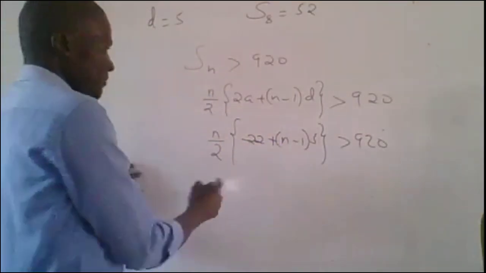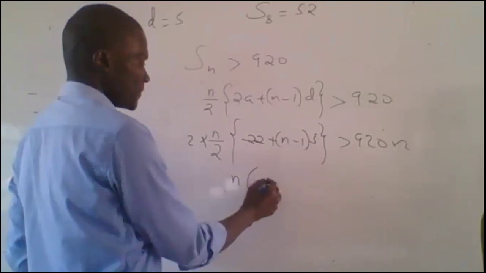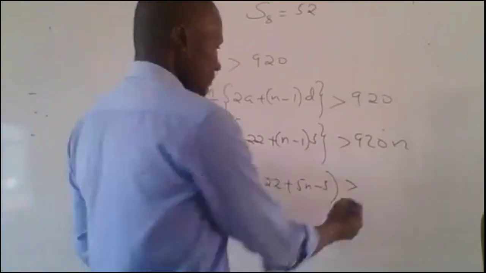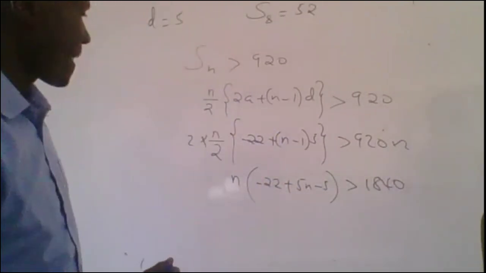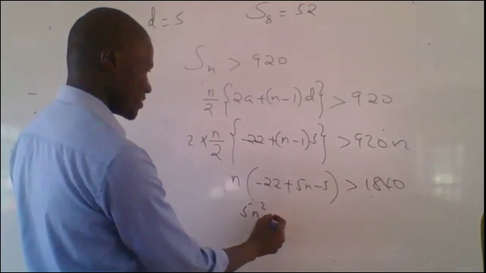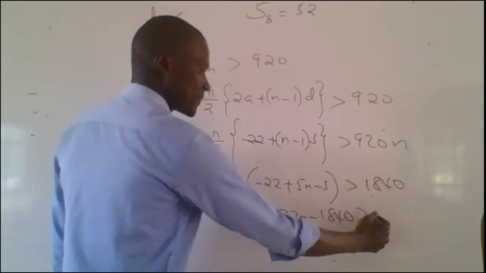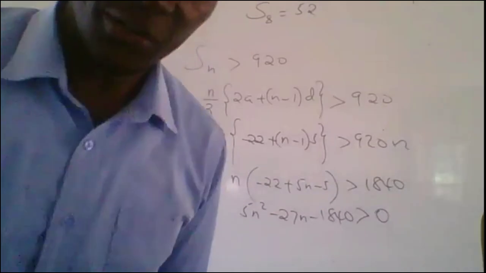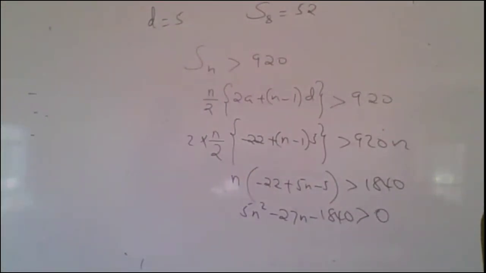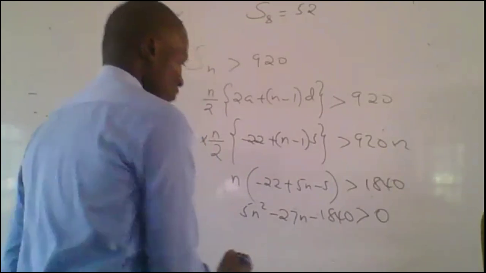So here I can multiply this side by 2. What do we have here? N into negative 22 plus 5n minus 5, greater than 920 times 2, 1840. I open the brackets. This and this will give us negative 27. So 5n squared minus 27n minus 1840 greater than 0. Unaiona? Yes. Very good. This is a quadratic equation, is it? Yes. You can solve it? Yes, I can. Thank you. So if you solve this, then you will get your value. Whatever you get here, let us assume we can do factorization.